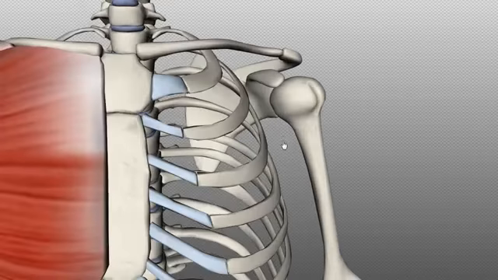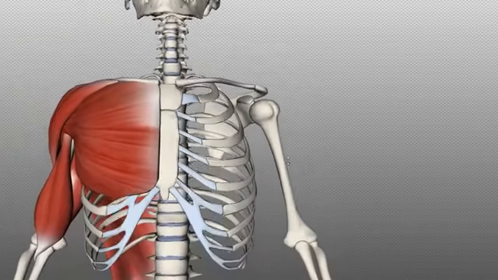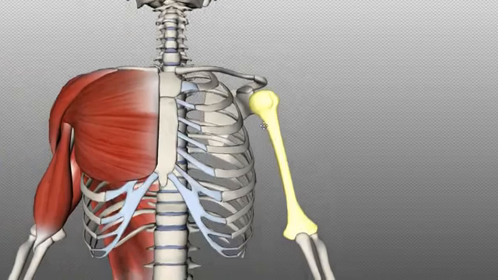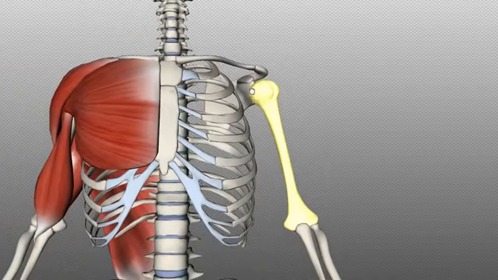Okay, so this is a tutorial on the humerus. So the humerus is this bone here, which runs from the shoulder down to the elbow, and it articulates with this scapula here. So this is the shoulder joint, the glenohumeral joint, sorry.